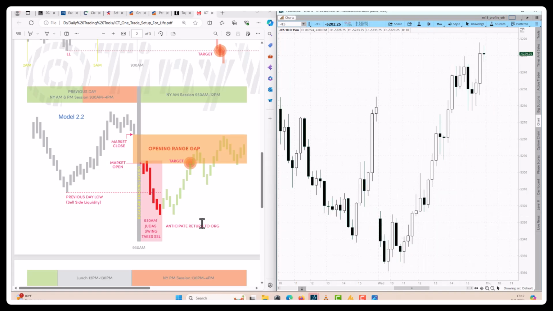Which is the one thing we want to point out real quick: that ICT gives this pattern so accurately. You see that? Mark 9:30. You see that break out, and again, it breaks out again, and then it reverses. So you see right there is a double bottom setup. So it's very accurate right there.